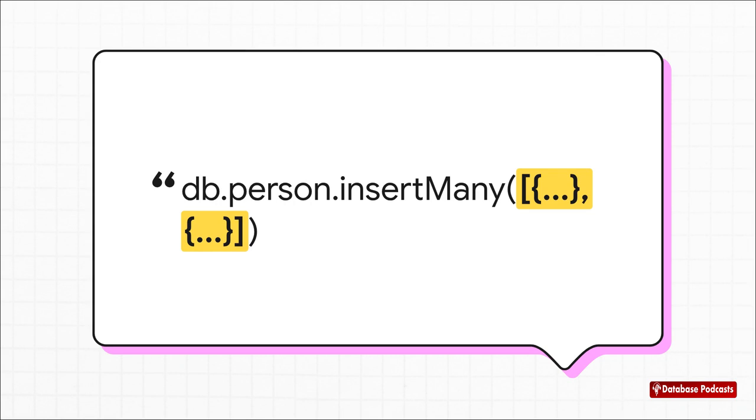And here's what that looks like. We're calling insertMany, and we're passing in an array. You can see it with those square brackets. Inside the array, we just list out our documents, one after the other, separated by commas. MongoDB then takes that whole batch and sends it over in one go. So much more efficient, and you still get that atomicity for each document inside the batch.